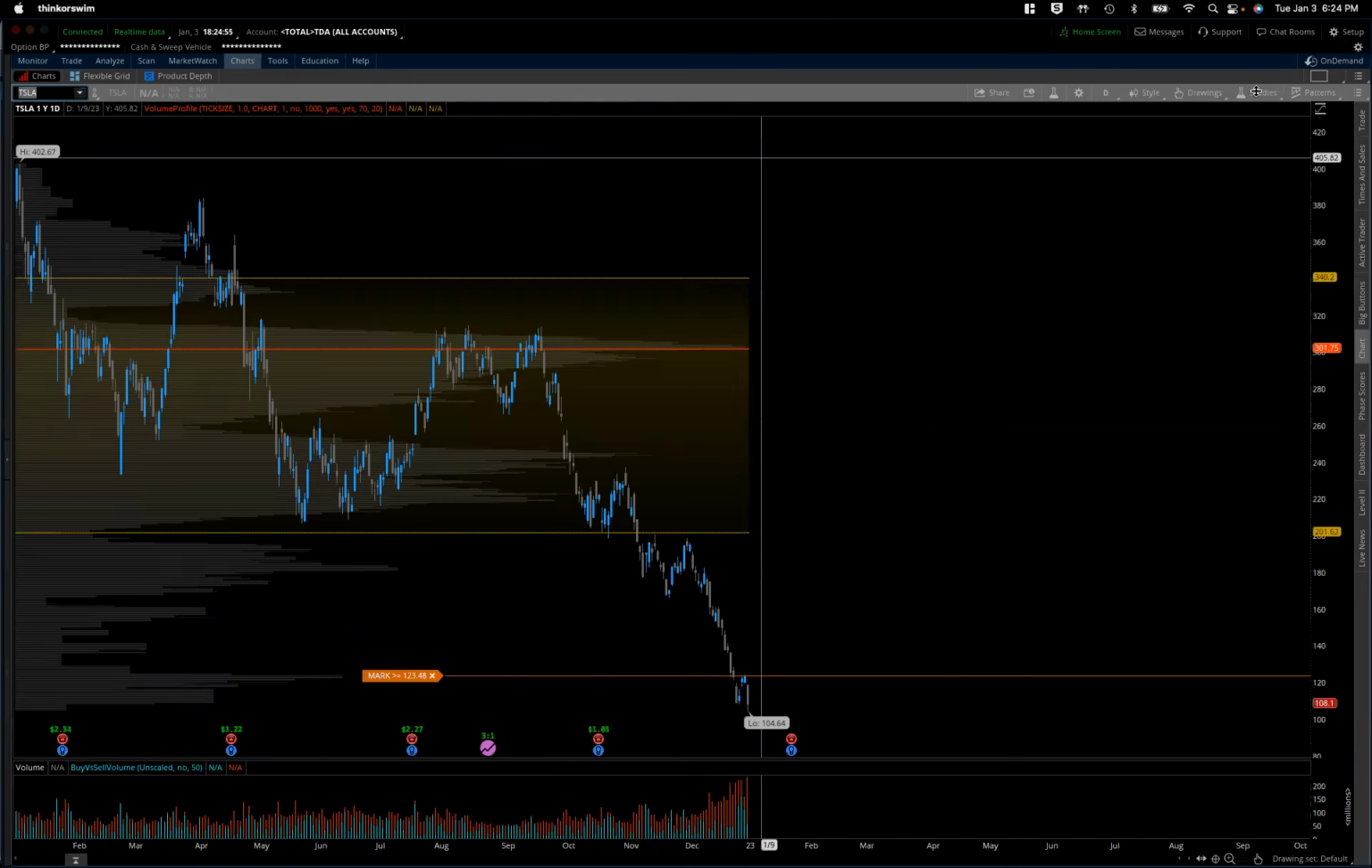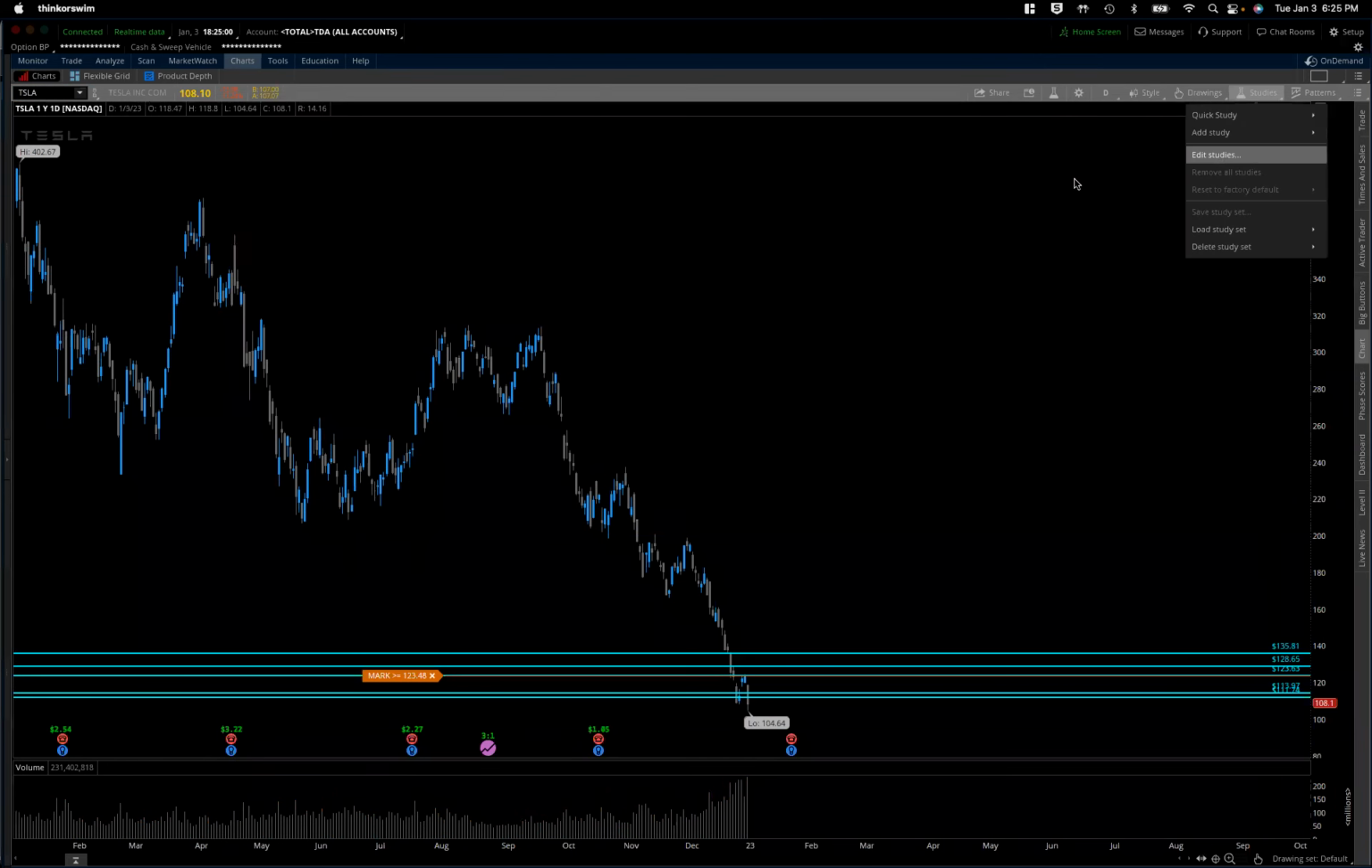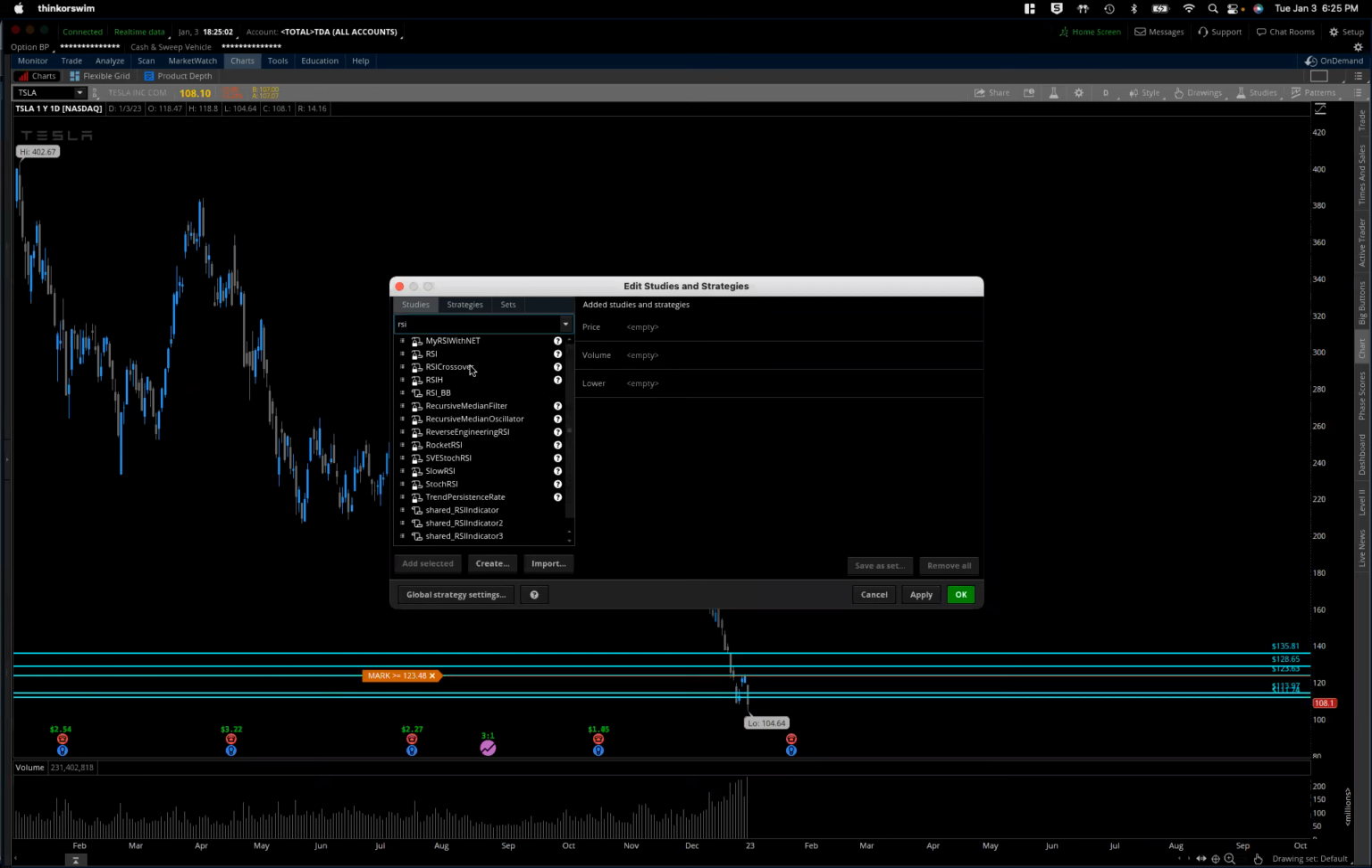Oh, I can't even spell. So let's take a look at Tesla. I'm just going to clean my chart up real quick, and let's take a look at the RSI.